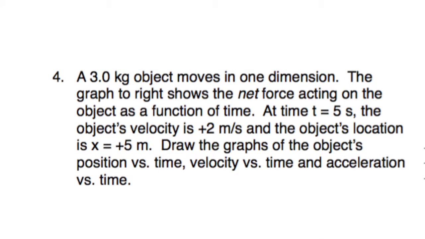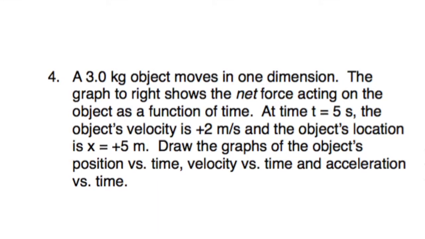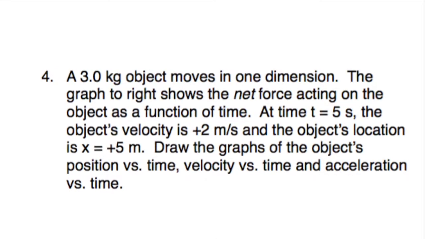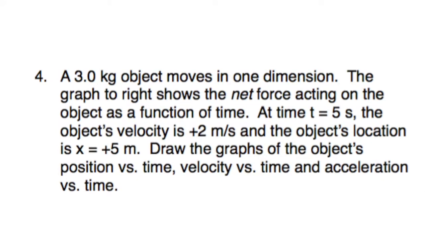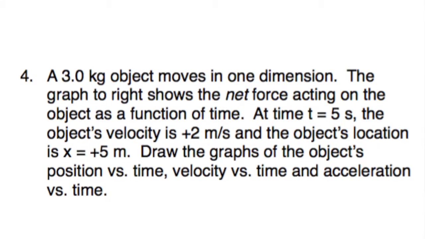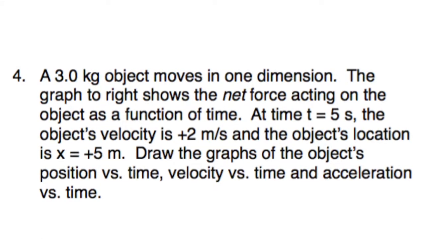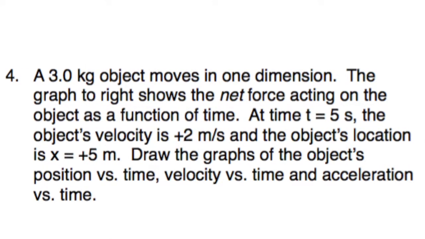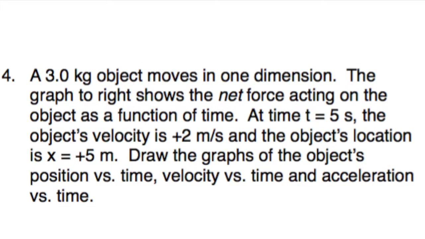kilogram object moves in one dimension. The graph to the right shows the net force acting on the object as a function of time. At time t equals 5 seconds, the object's velocity is 2 meters per second and the object's location is 5 meters. Draw the graphs of the object's position versus time, velocity versus time, and acceleration versus time.